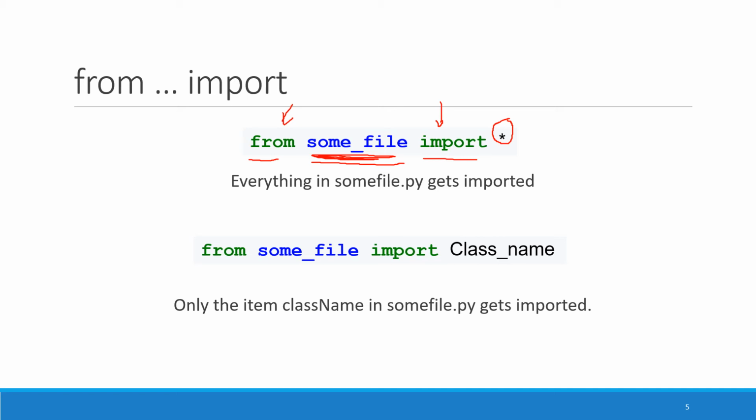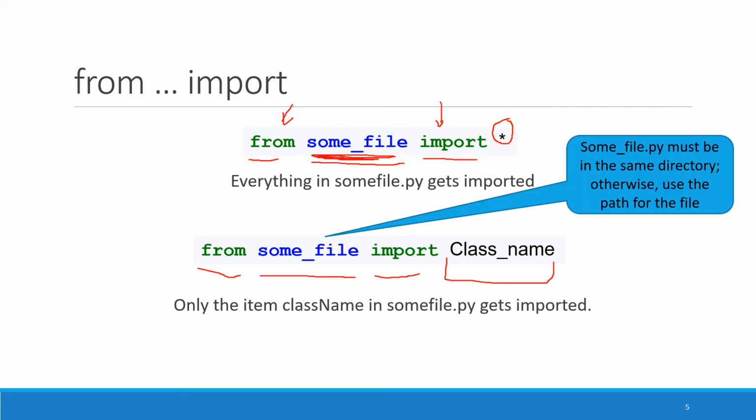If you want to specify only a specific class, you can say from, and then the file name, then import, and then you specify the class name. For example, if we have a file that has an employee class, a car class, and a book class, different classes in some file, you can specify which class you want to import. Here's an example.